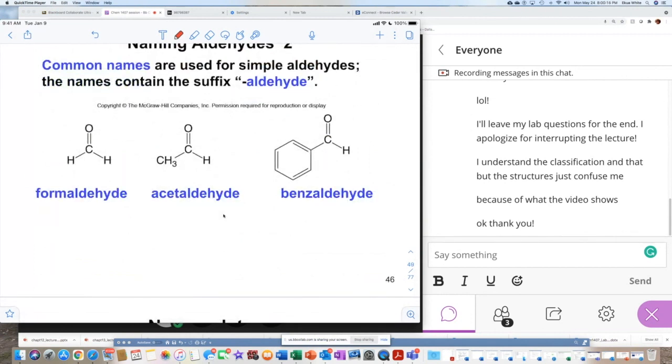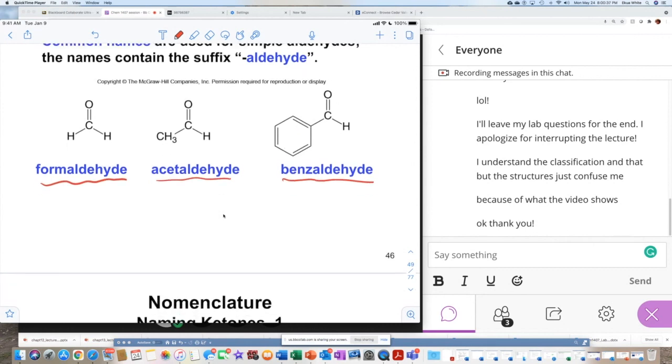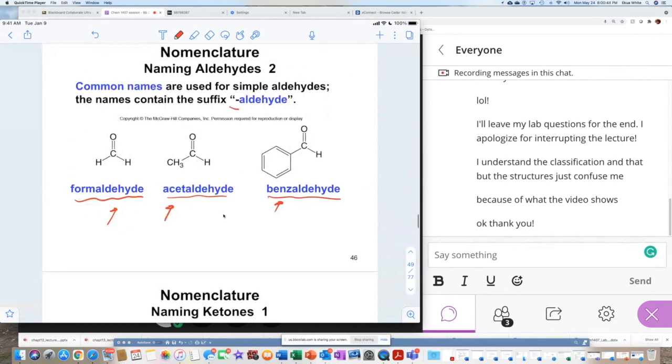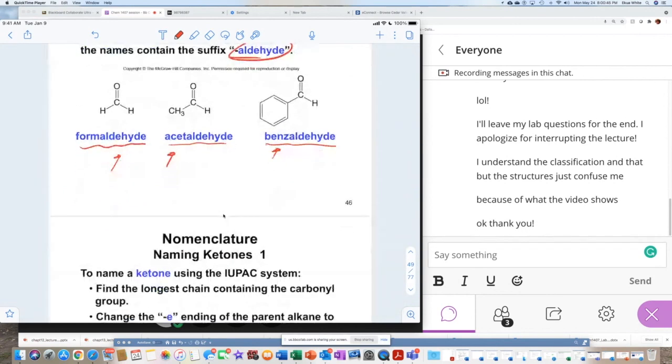We have common names for certain aldehydes, like formaldehyde. I talked to you about the ants, and formaldehyde also being used to preserve things that were once alive and now are dead. We have acetaldehyde, that's very common too. We have benzaldehyde used as a food preservative. So these are common aldehydes, and these are not the IUPAC names. This is actually the common name being used, where they use aldehyde, kind of like ethers, right?